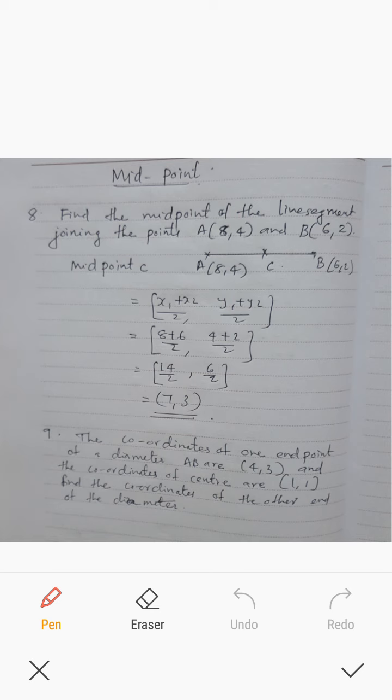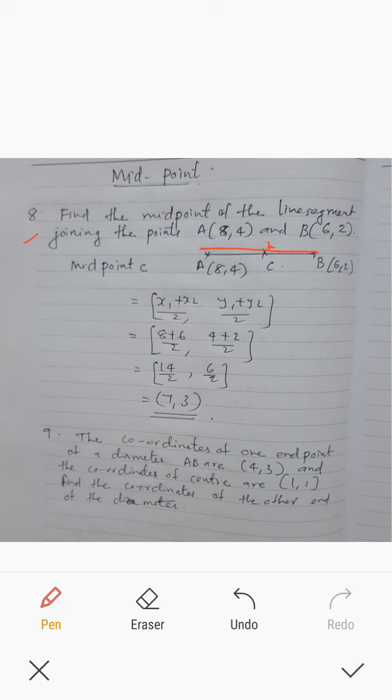Question, a direct question. Find the midpoint of the line segment joining the points A 8, 4 and B 6, 2. So we can draw a line segment AB whose midpoint is marked as C. Drawing the line segment is not important. If you want, we can do it.